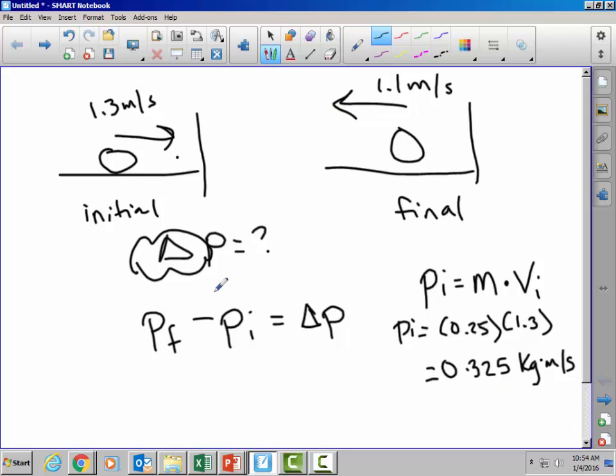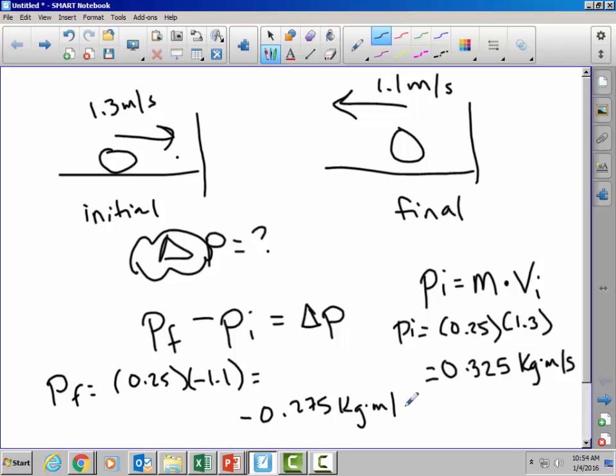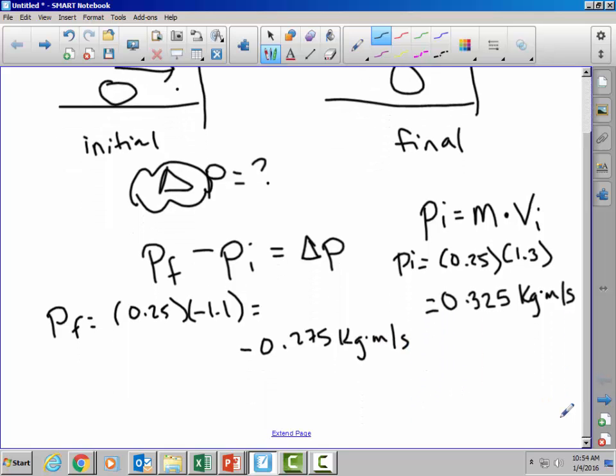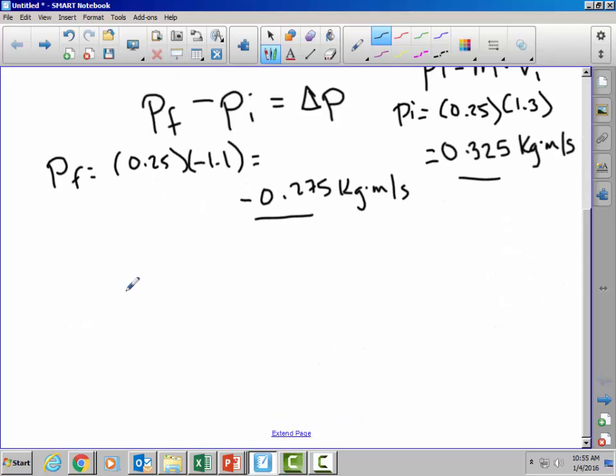Now our final momentum, like I said, involves this directional change. So our mass is still the same, and now our velocity is 1.1, but it's going in the opposite direction, so that negative sign is going to become super important. 0.25 times 1.1 gives us a momentum of negative 0.275. I know there are times when I say the negative doesn't really matter, but in this case, when you're trying to find the change in momentum, it's kind of important because that directional change does play a part. So this is our final, and this is our initial, so all we have to do is subtract them.